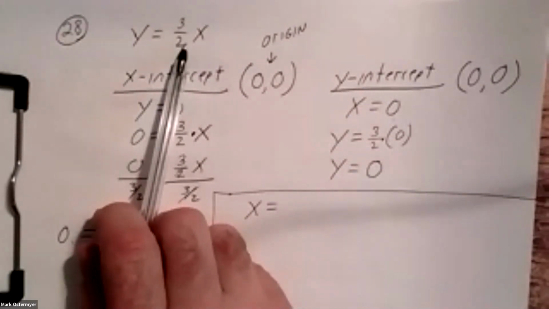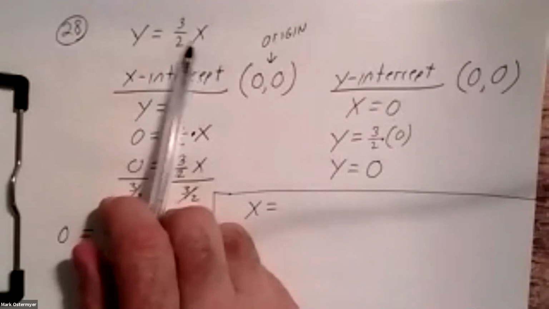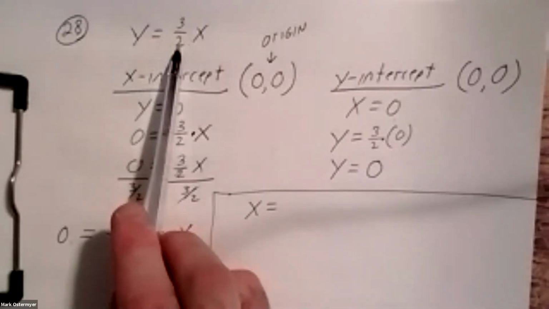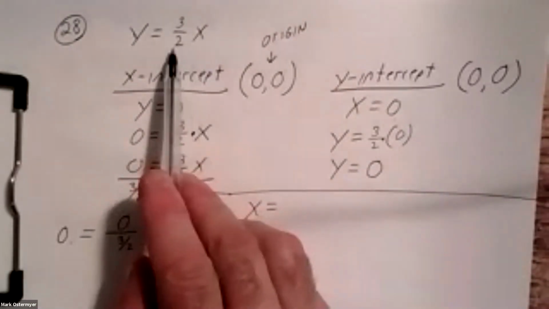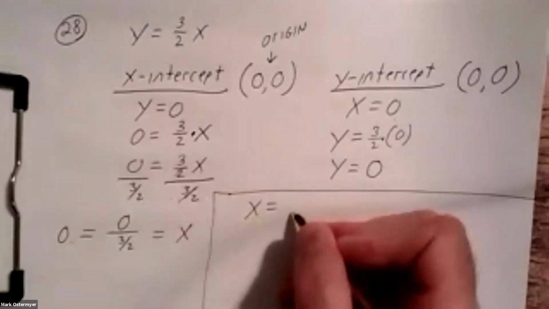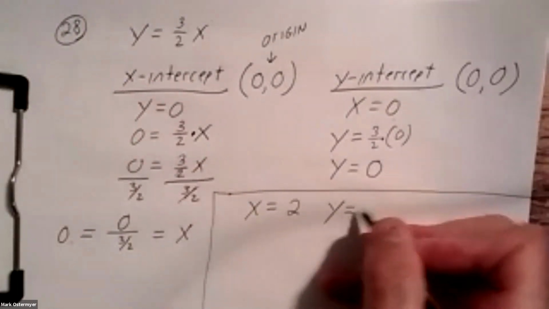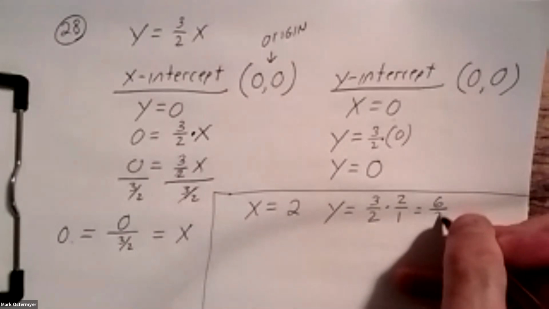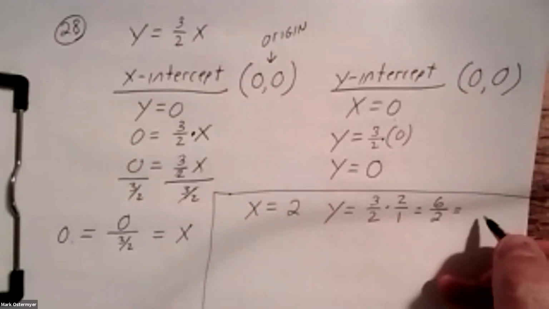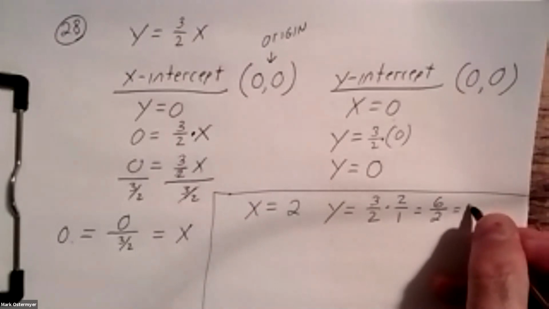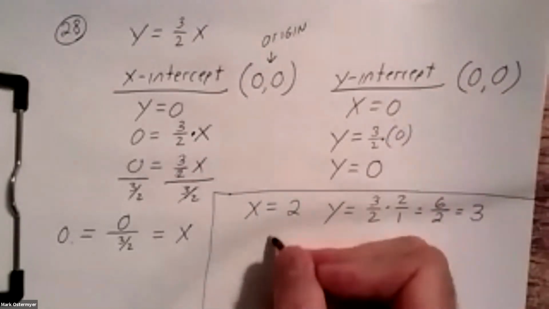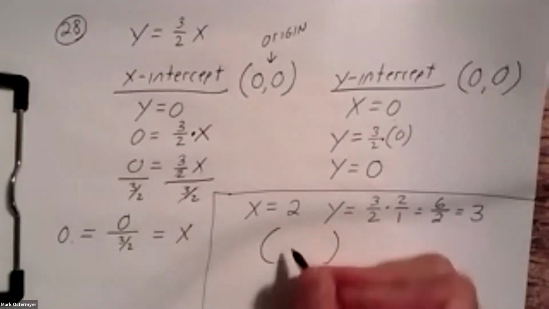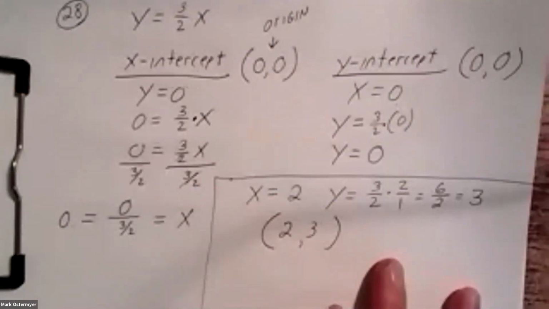Notice it's 3/2 being multiplied by x. Give me another nice value for x so I can find another ordered pair solution to this equation. 2 would be a great choice because 2 is a multiple of this denominator. So let's let x be 2. Therefore, y is going to be 3/2 times 2 over 1, which gives me 6 over 2, but 6 halves reduces down to what? 3. What's another point that I've generated for this equation? 2, 3.